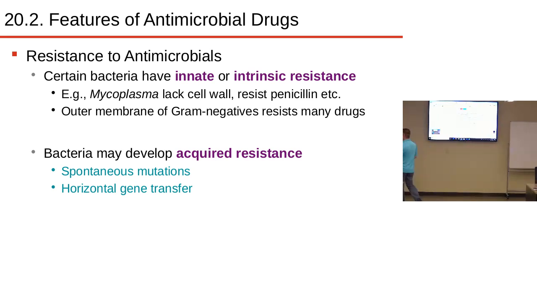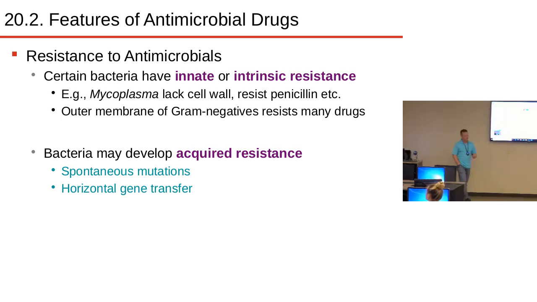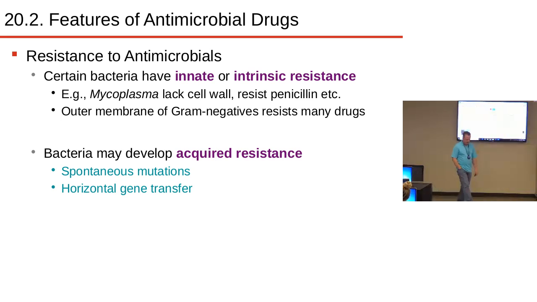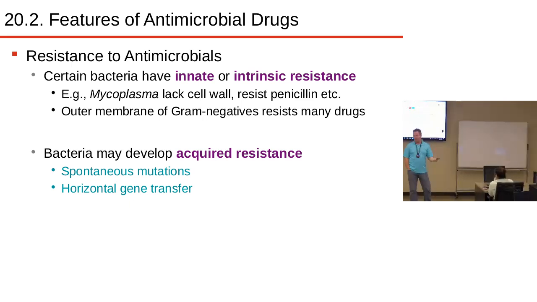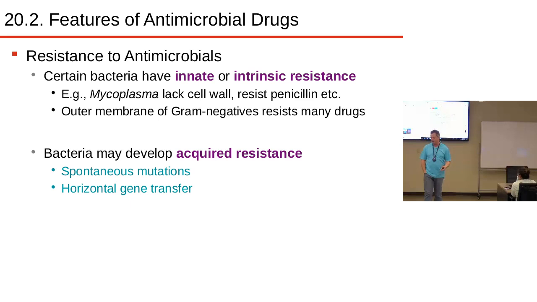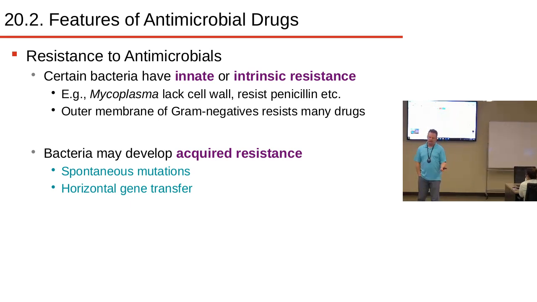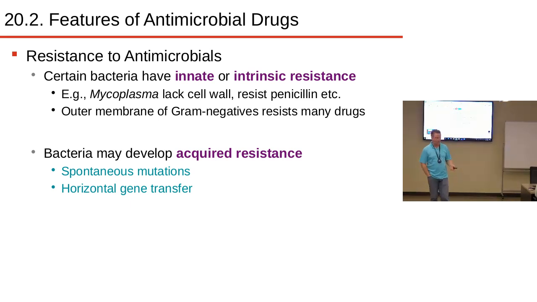Bacteria can also develop acquired resistance. This was stuff that you learned in chapter 8 when you did your self-study chapter, so there's a little bit that comes back here. We have two different ways that a bacteria can develop acquired resistance, just like the adaptive immune system is acquired. In this case, it will be sort of like an adaptation that the bacteria go through.